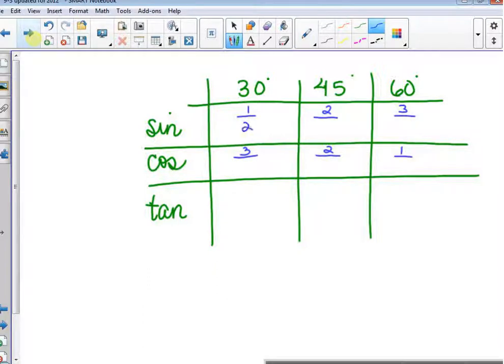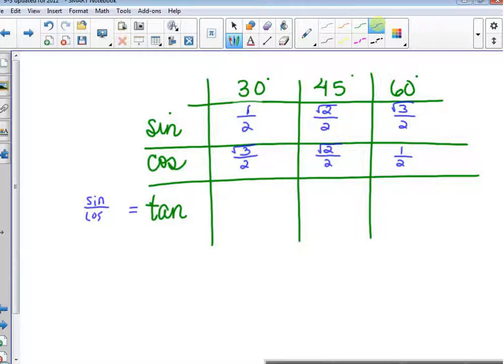2's on the bottoms. All of them have a 2 on the bottom, and square root the tops. Now, if you square root 1, it's just equal to 1. But you could do that if you want. You could say square root 1. I'm just going to leave it as 1. And then we just learned that tan is equal to sine divided by cosine, right?